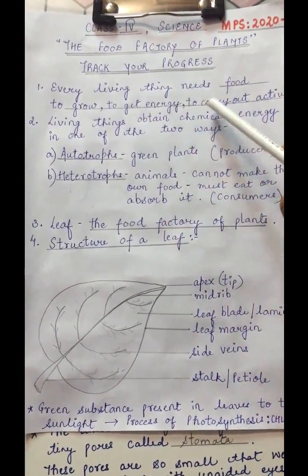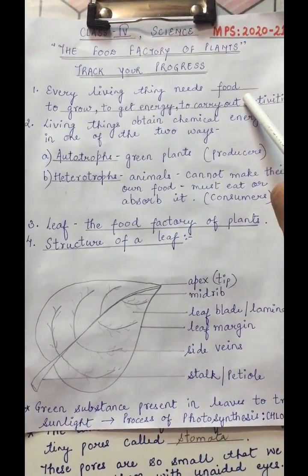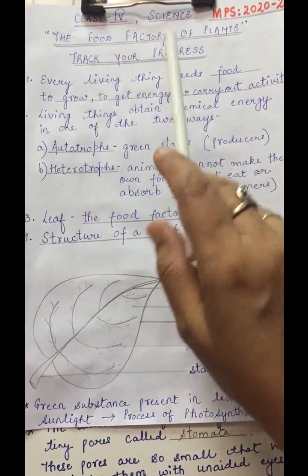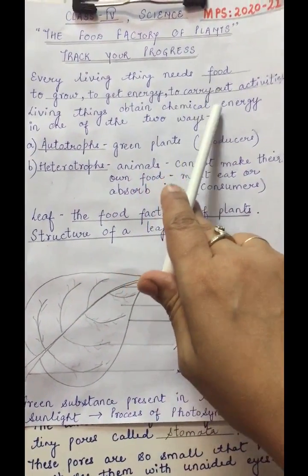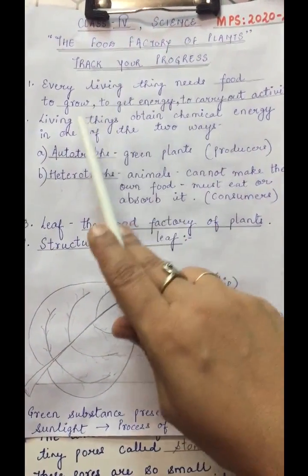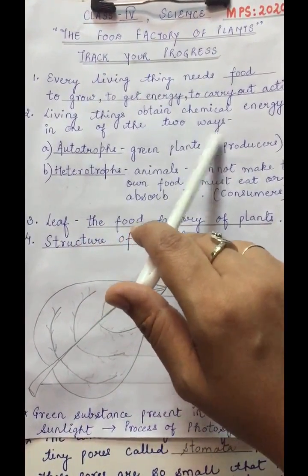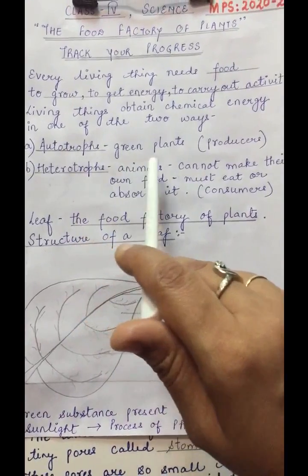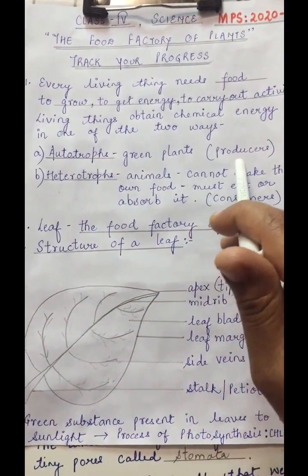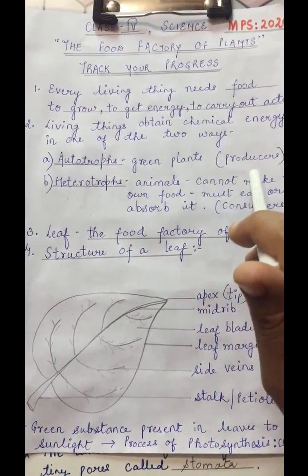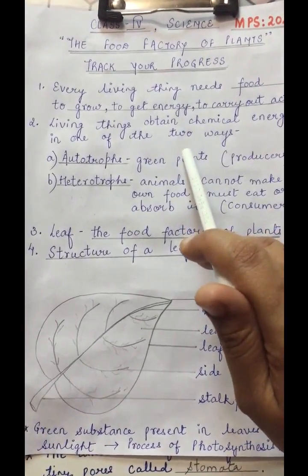Every living thing needs food. Why do they need food? To grow, to get energy, and to carry out various activities. Living things obtain chemical energy in one of two ways. Autotrophs. These are the green plants. They are known as producers. That's why they produce their own food.